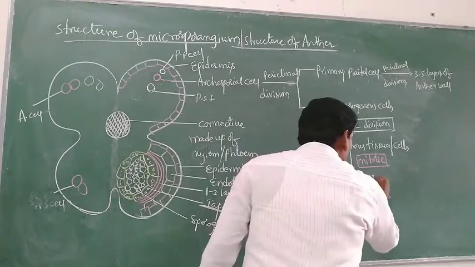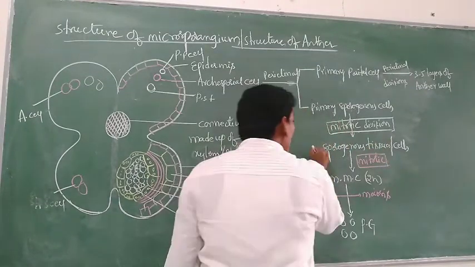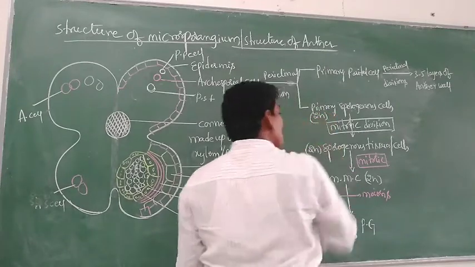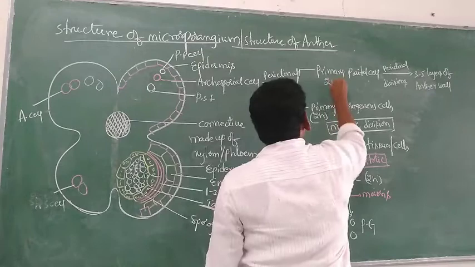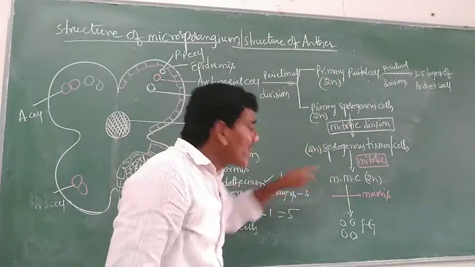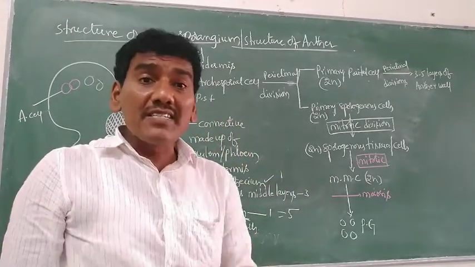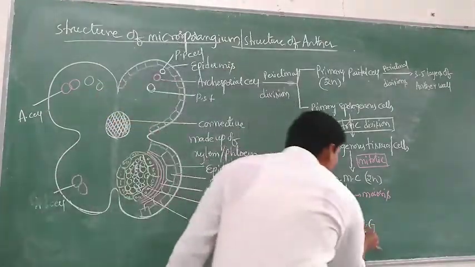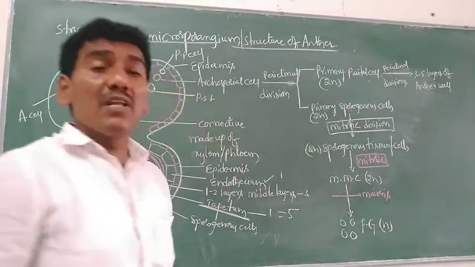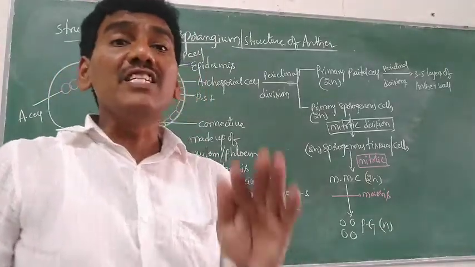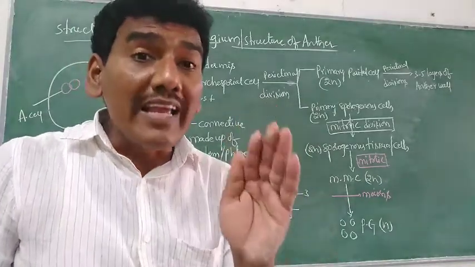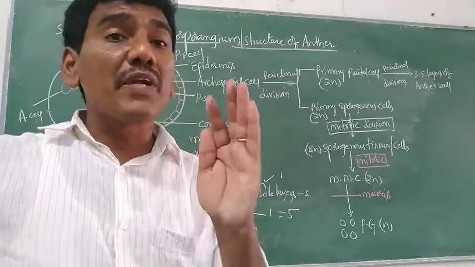The microspore mother cells are 2N, the sporogenous tissue is 2N, the primary sporogenous tissue is 2N, and the primary parietal cell is 2N. Next, the microspore mother cell undergoes meiosis to form pollen grains. The pollen grain is N. In this way, from the archesporial cell, different wall layers are developed in the structure of the anther.